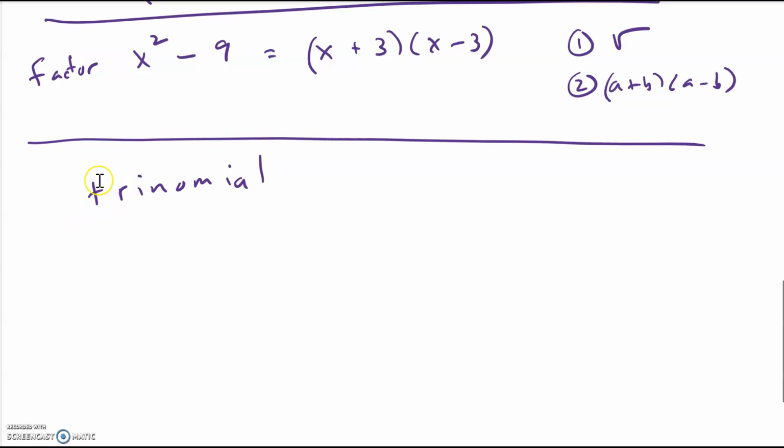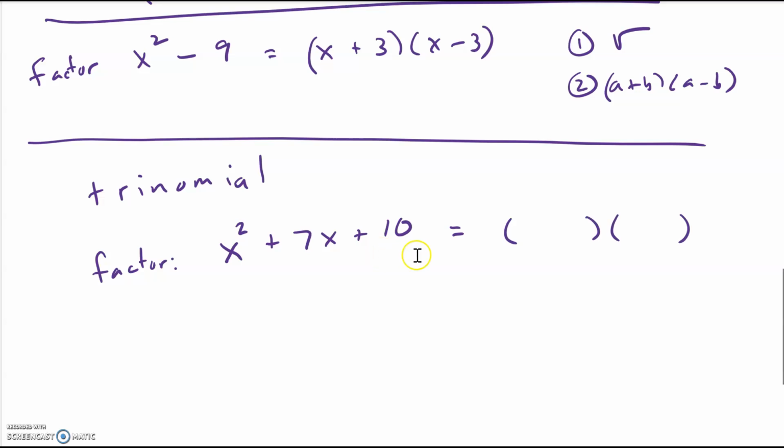So a trinomial, tri means 3, so it means it's a polynomial with 3 terms in it. And so, for example, let's say you have something like x squared plus 7x plus 10. Again, we want to factor this. The idea is to think of two things. In this case, they're both binomials, two termed polynomials each.